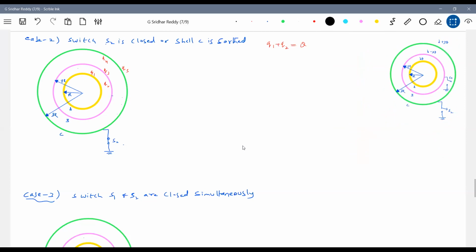This was the original question, no? Okay, first Q1 plus Q2 is 0. Then Q1 plus Q2 plus Q3 plus Q4 is 0. Since Q1 plus Q2 is 0, therefore this will be 1. These two, by applying Gauss law. Then again, which shell is earthed? Shell C is earthed. Then charge of the shells, conservation of charge. These are by Gauss law. Then by conservation of charge.